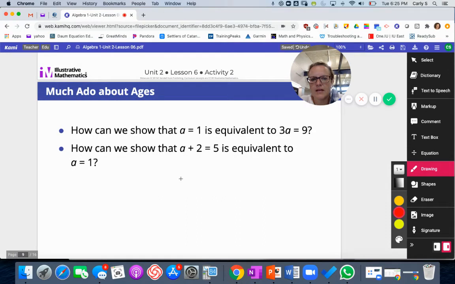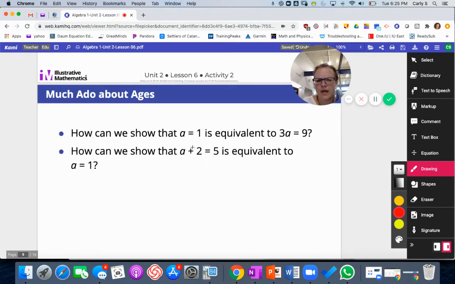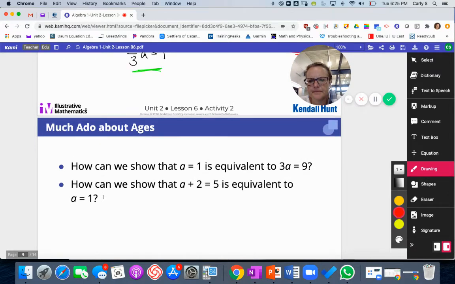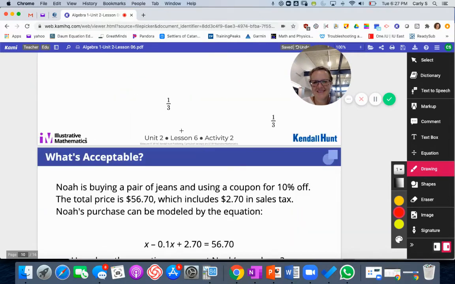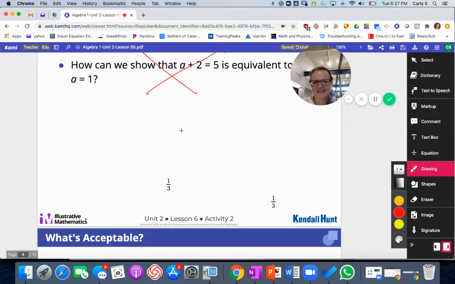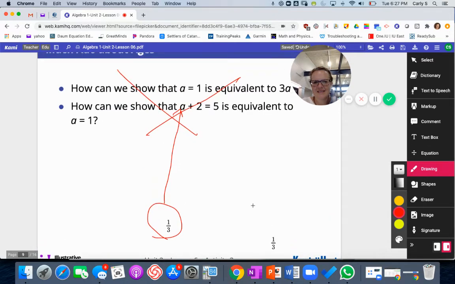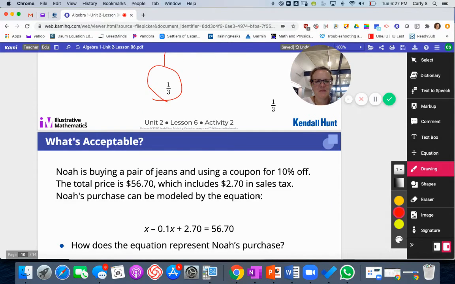How can we show that a equals 1 is equivalent to 3a equals 9? I can't. Yeah, I can't. Hold on. This is out of order again, so this slide doesn't belong here. So we are going to ignore it. I think this is supposed to go up here. Okay, I'm not sure where they're supposed to go, so it's fine.